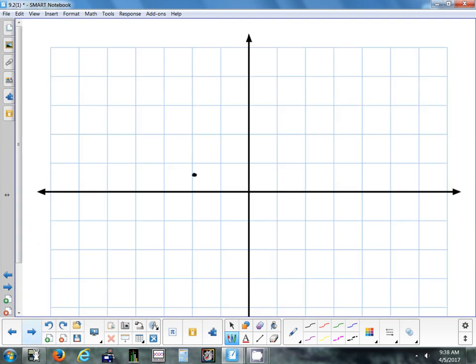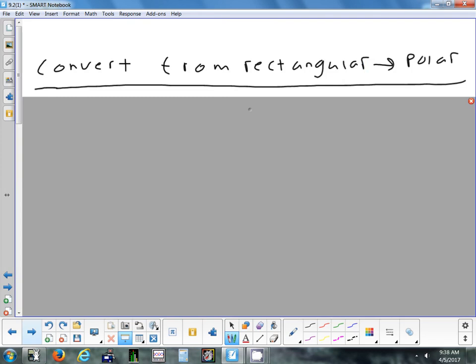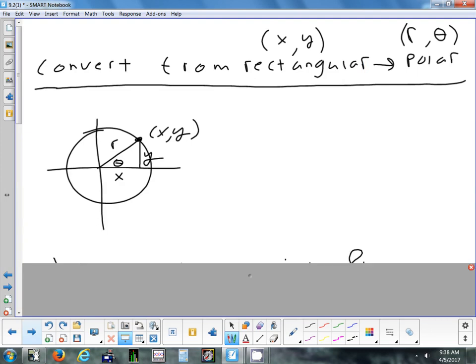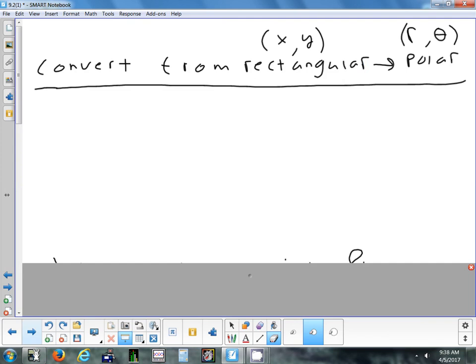Okay, so the last thing is converting the other way, to polar. In rectangular, what do they give you? X, Y. They give you an x and a y. And in polar, you want what? R and theta. So now we're doing just the reverse. We want to convert an x and a y into an r and a theta.